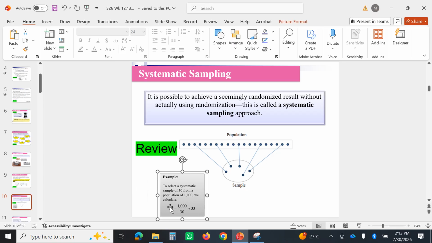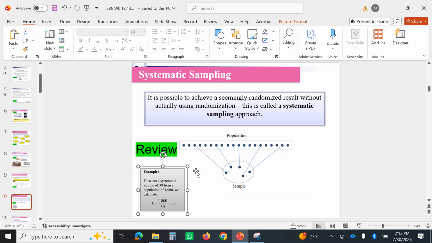Systematic sampling, we've covered this. You guys will remember that formula, trying to find K. It is possible to achieve a seemingly randomized result without actually using randomization. This is called systematic sampling. You use your K value, which is based on the number of data points, and it tells you how many spaces to count before you draw another candidate. So 1, 2, 3, 1, 2, 3, 4, 1, 2, 3, 4, 1, 2, 3. So these kinds of things right here. Good.